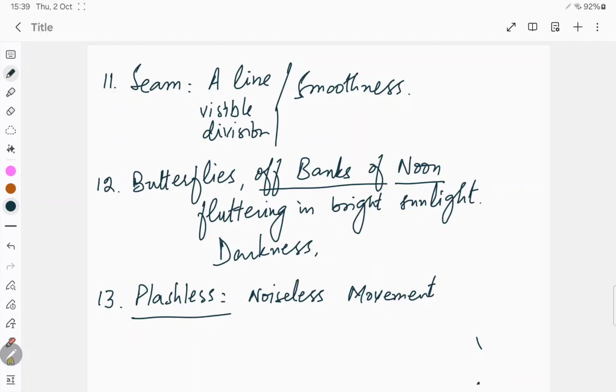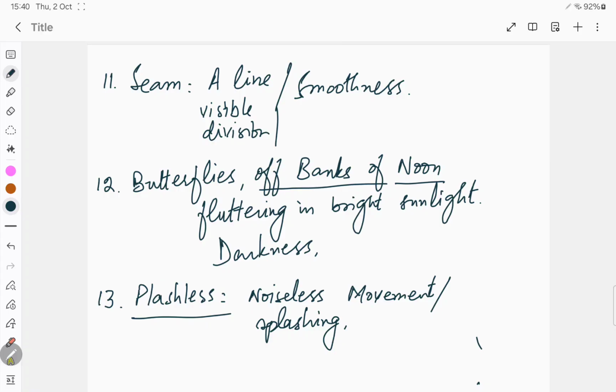And the antonym can be splashing or noisy, you may say. And the sentence of splashless can be the fish darted splashless through the clear water. That means it did not make any noise and move very smoothly into the water.